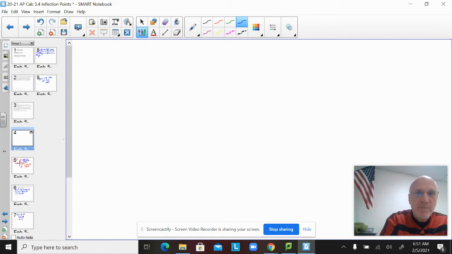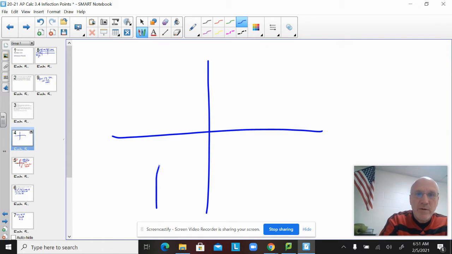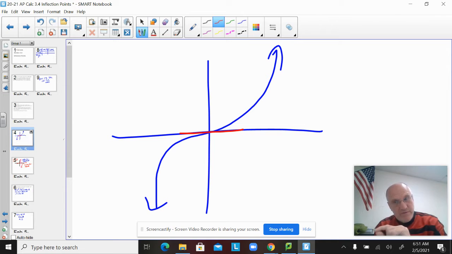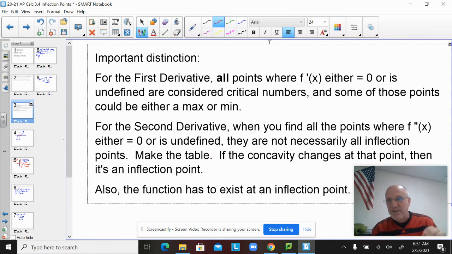So to remind you, if a graph looks like x cubed, it turns out that there is a horizontal tangent at 0. So you take the first derivative and set it equal to 0, you would get 0 as a solution. So 0 is absolutely a critical number, but it's increasing until 0 and then increasing after 0. So there would not be a max or min. That was fine for the first derivative. Again, the distinction is when you find the points where the first derivative equals 0 or is undefined, they are all critical numbers.